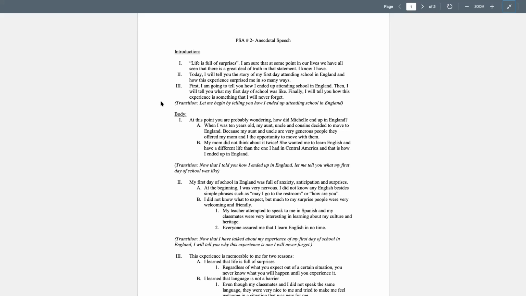Remember last week I talked about how for every different section of your speech, you need to have a transition. When you go from your introduction to your body paragraph, you need to have a transition. When you switch from one body paragraph to the next, you have to have a transition. And when you go from your body to your conclusion, you have to have another transition as well. So this is a great example showing you where the transition should be placed in your outline. I tell you, let me begin by telling you how I ended up attending school in England. Again, in the same order that I did in my preview of main points.